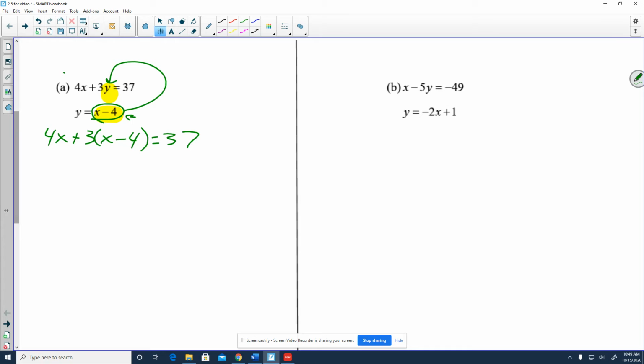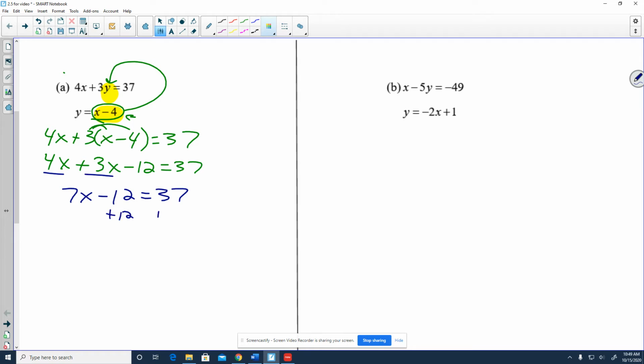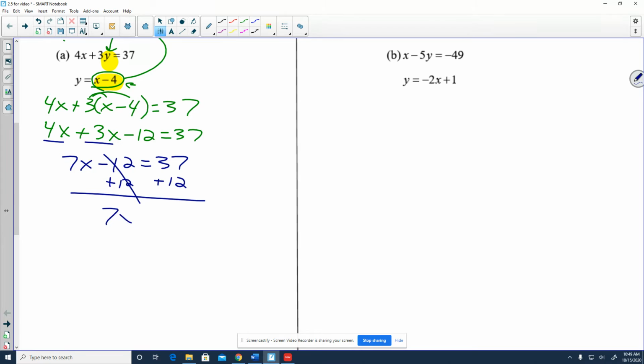Okay? Now we're just going to solve this equation. So we have 4x plus, apply the distributive property, 3x minus 12 equals 37. Now we just solve it like we always do. We combine like terms. 4x plus 3x equals 7x. Okay, we add 12 to both sides. These cancel. We are left with 7x equals 49. And then after I divide both sides by 7, I get x equals 7.